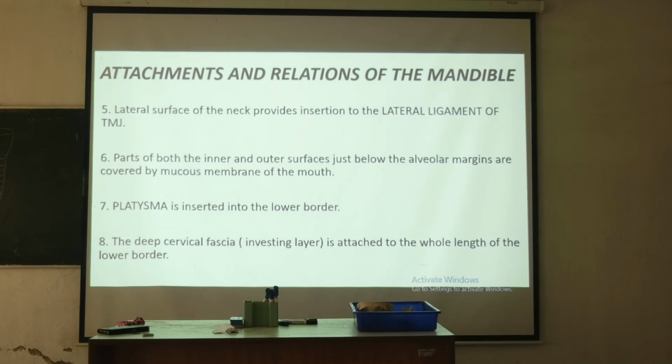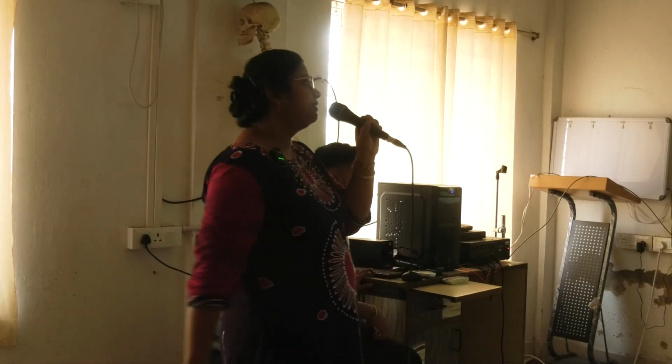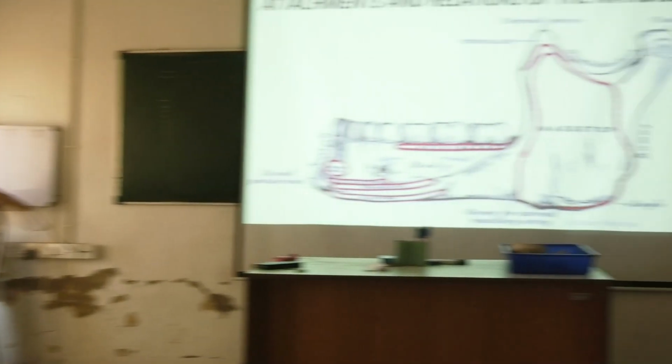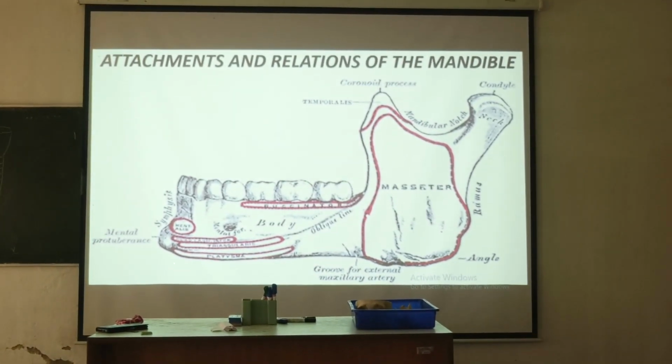The investing layer of deep cervical fascia, this is deep fascia of the neck. It has three layers: investing layer of deep cervical fascia, pretracheal fascia, prevertebral fascia. Here we are getting the outermost one, that is investing layer of deep cervical fascia, that is attached to the base of the mandible, attached to the whole length of the lower border. Next, here you can see this is platysma attached over the base of the mandible.